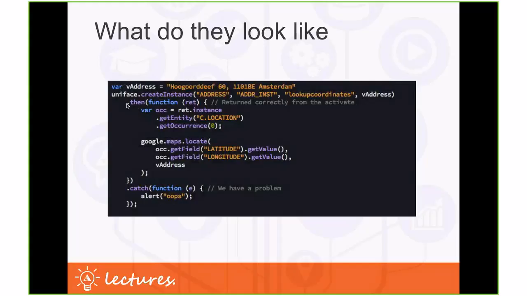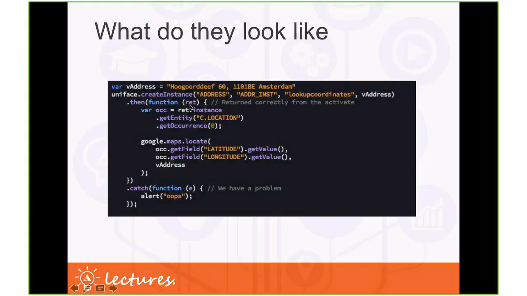So here we've got a create instance. We're creating an instance of the address DSP. We're going to be calling it our ADDR inst, and we're going to fire an operation called lookup coordinates. We're going to be passing it our address. Once this is finished, it's going to return information back to Uniface. This could be in the data structure, or it could be as an in-out parameter.